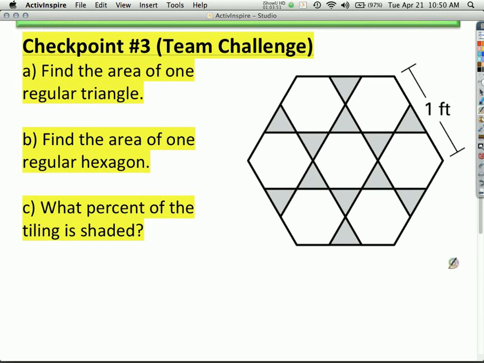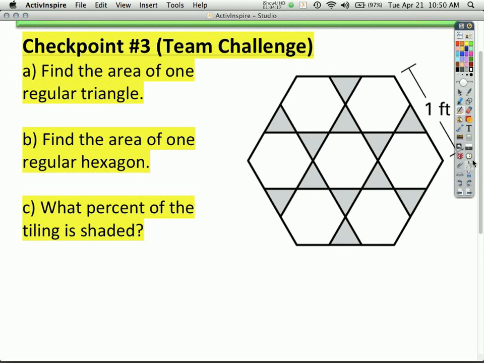Find me the area of one regular hexagon. I'm talking about the white hexagons in the picture. And then I'd like what percent of the tiling is shaded. This is supposed to be a tiling from like a floor. So what percent is shaded? So you've got 3 questions, but I'll tell you that question A is the one that takes the time. The other ones come from question A.